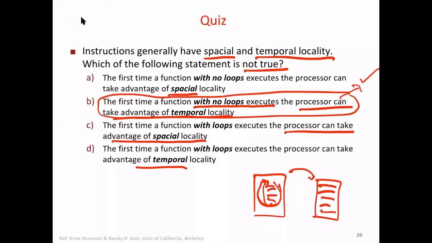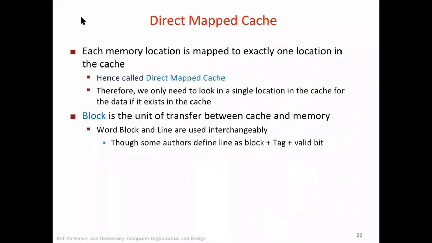The reason is simple. A loop will have both kinds of locality, and the sequential code will have spatial locality. So this option does not have temporal locality, because all these instructions will be executed only once. So the answer is simple. Let's move to the first type of cache, which is direct mapped cache.